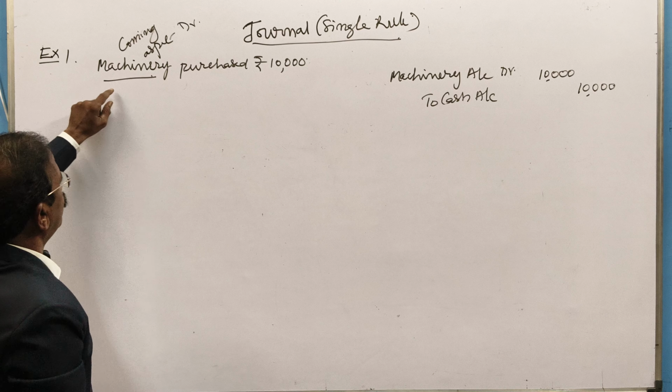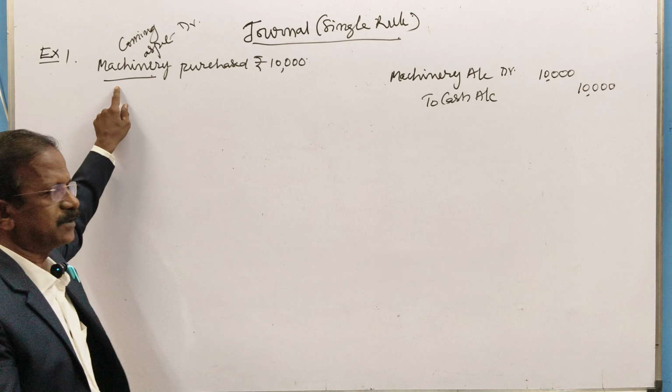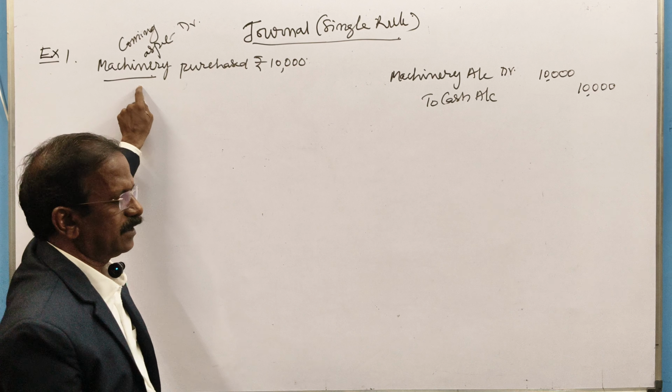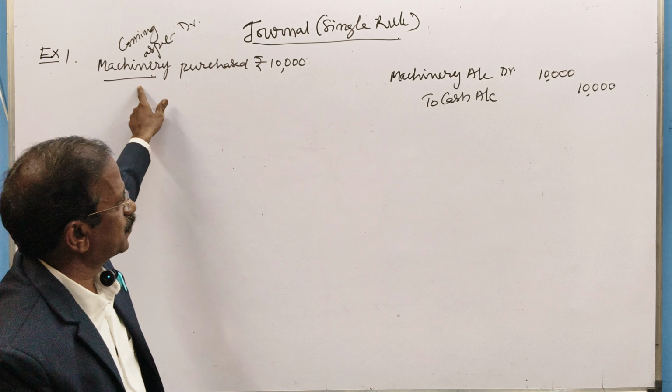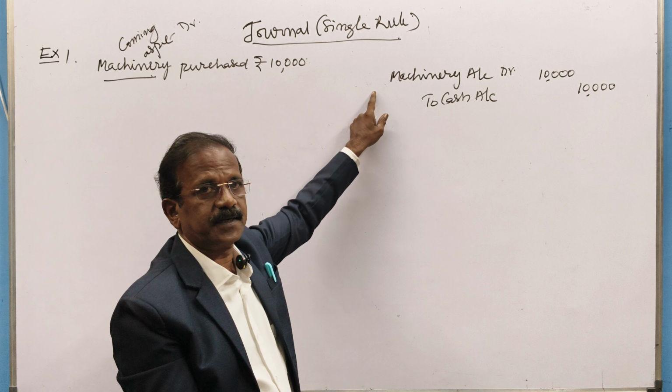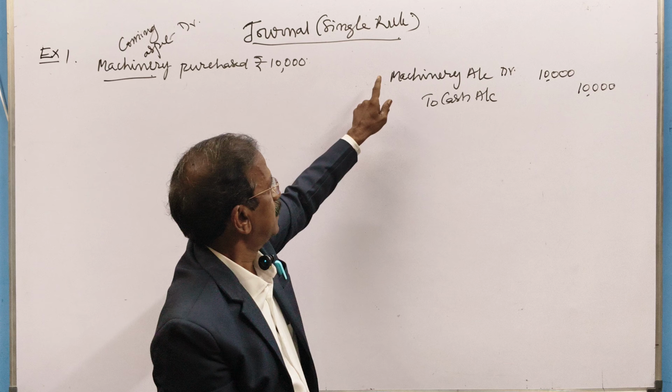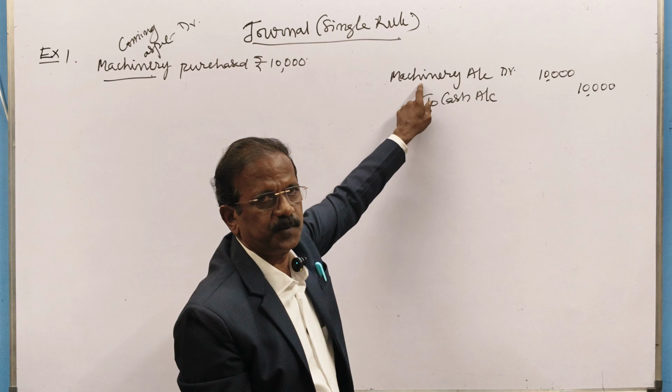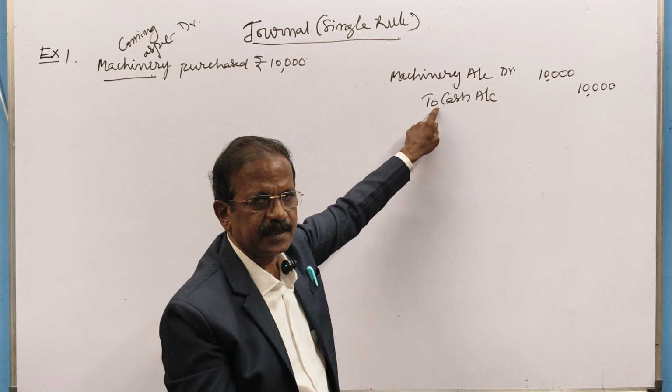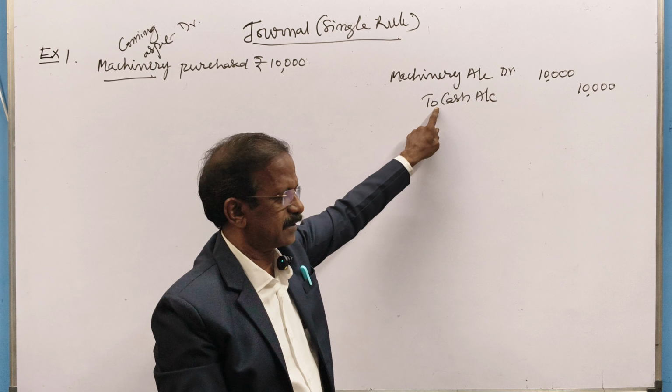Here, how we identified what is coming, what is going. Machinery is coming, cash is going. That's why the coming aspect is termed as debit aspect. That debit aspect is to be written first and credit aspect is to be written next.